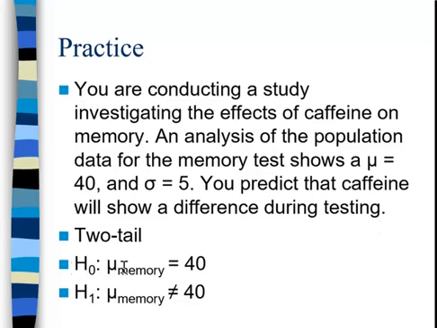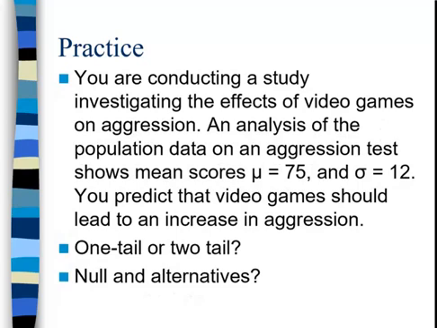So our mean memory scores for our sample should equal the population mean of 40. Whereas our alternative, H subscript 1 colon, the mean memory scores for our sample should not equal 40. Again, caffeine could make it worse. It could make it better. We're not making any prediction prior to running the experiment. Let's do another scenario here. I think I want to do 2 more.